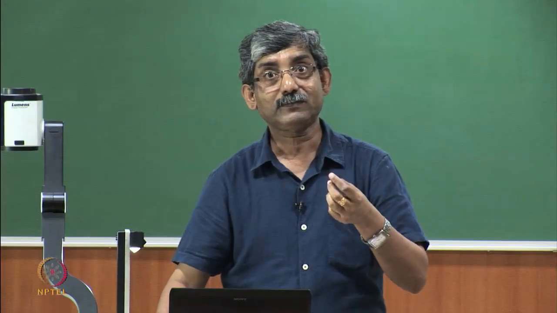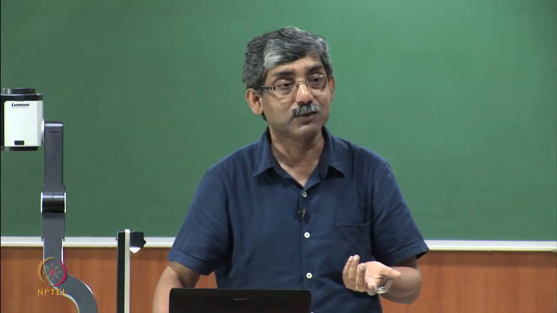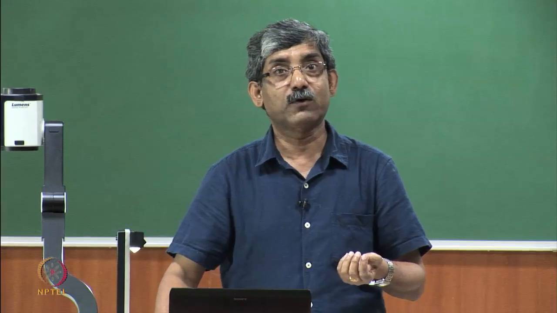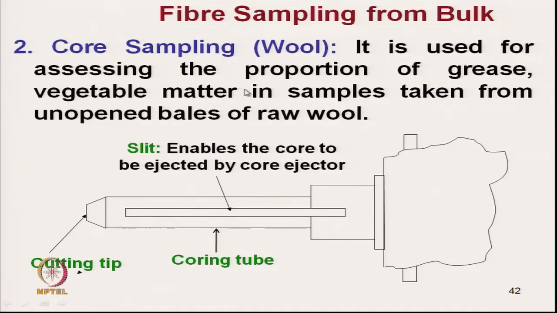So, core sampling is used. It is used for assessing the proportion of grease and vegetable matter in the sample taken from an unopened bale of raw material. It is basically used to measure the grease content, and to some extent we can test the diameter, but we cannot test the length of the fiber, because here it consists of a cutting tip.